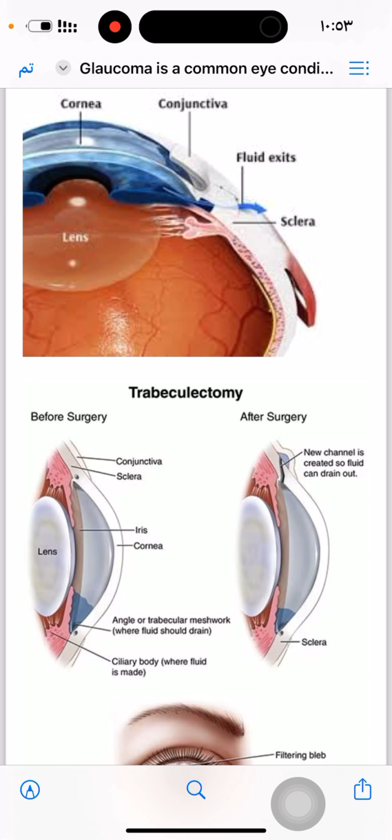Trabeculotomy. At first, we must affect only this drainage, affect the trabecular meshwork to get a way for the drainage of aqueous humor.